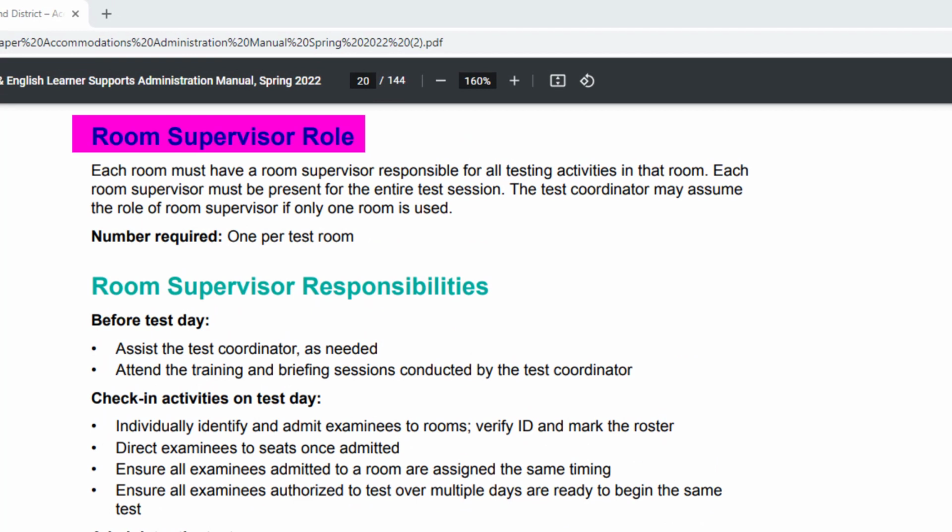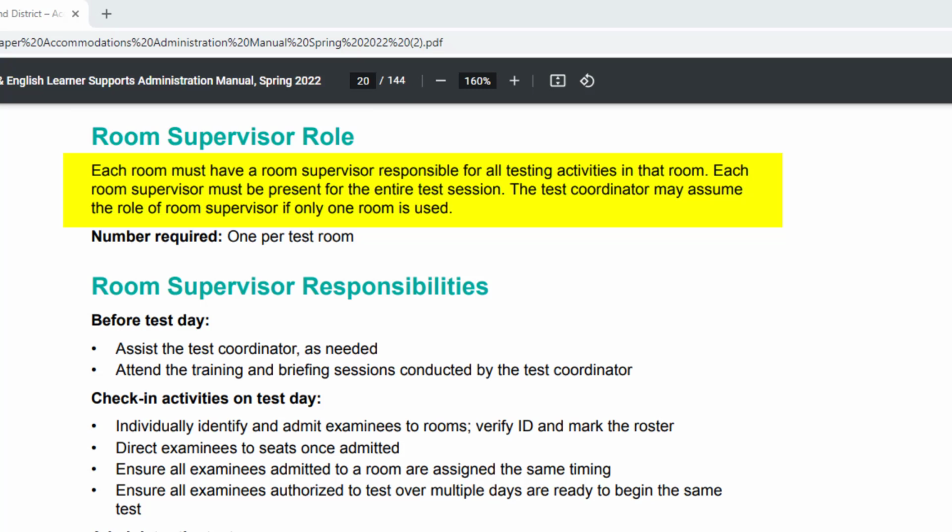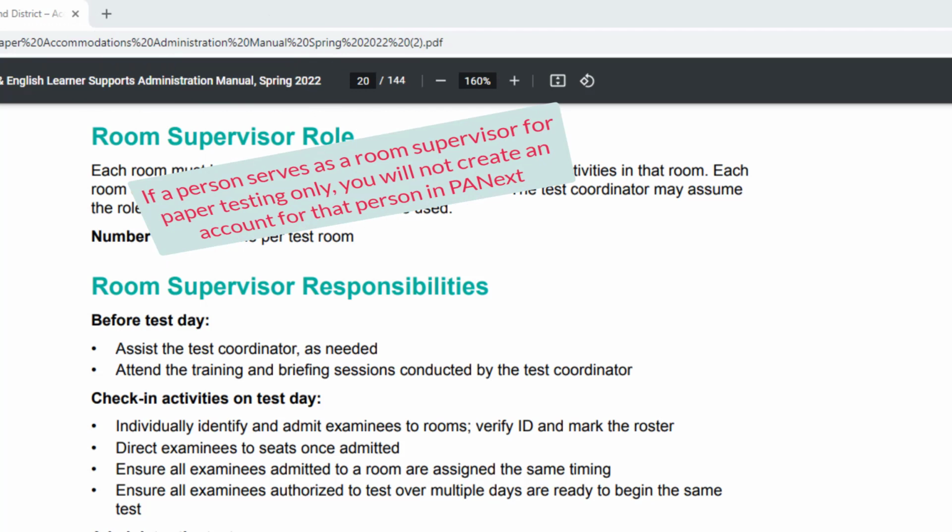Room supervisor role. Each room must have a room supervisor responsible for all testing activities in that room. Each room supervisor must be present for the entire test session. The test coordinator may assume the role of room supervisor if only one room is used, and there must be one per test room.